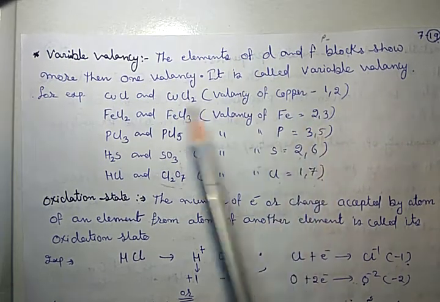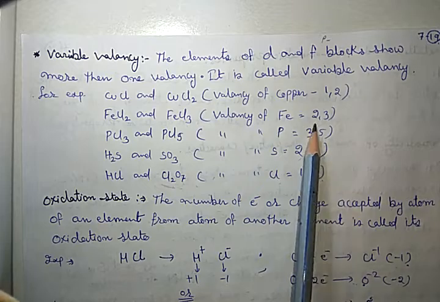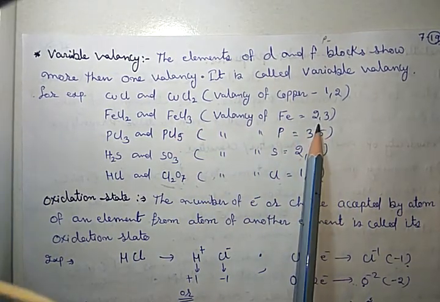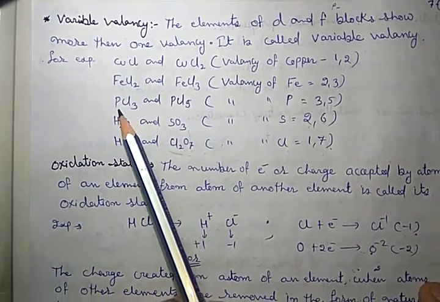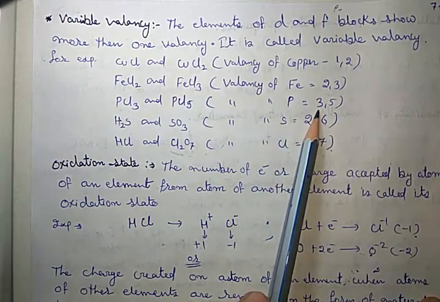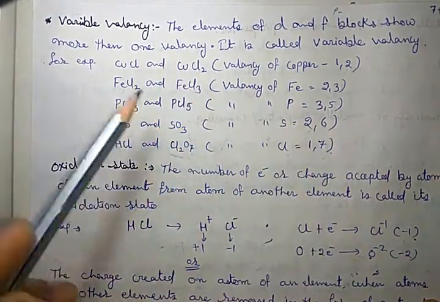So in FeCl2 the iron valency is 2, in FeCl3 its valency is 3. So it is also showing variable valency. Similarly PCl3 and PCl5. In PCl3 the valency is 3, but in PCl5 the valency is 5. It is a p block element.